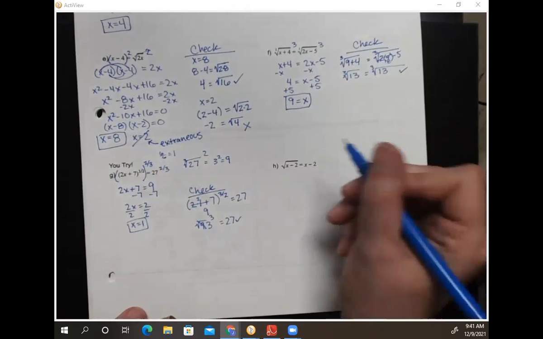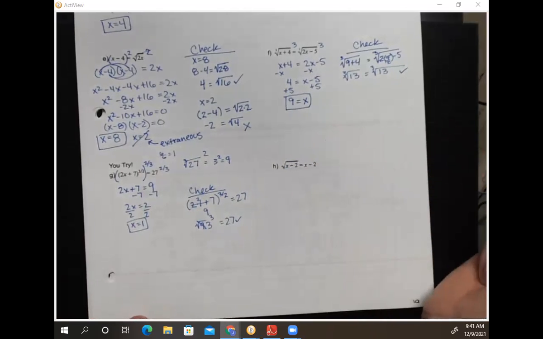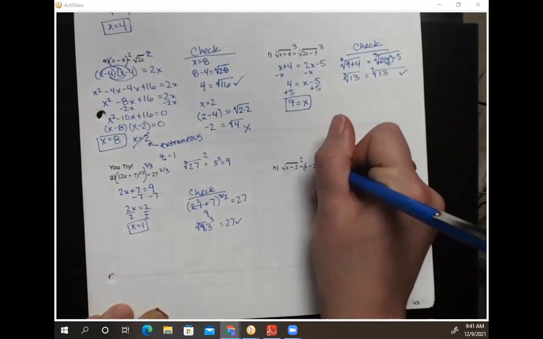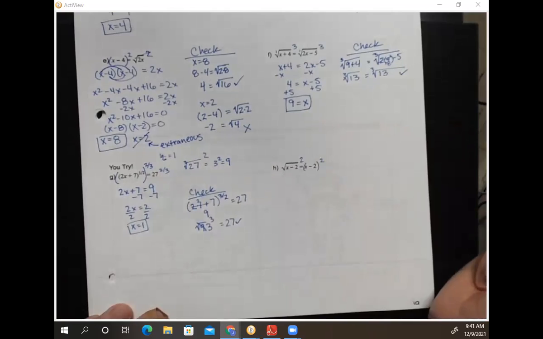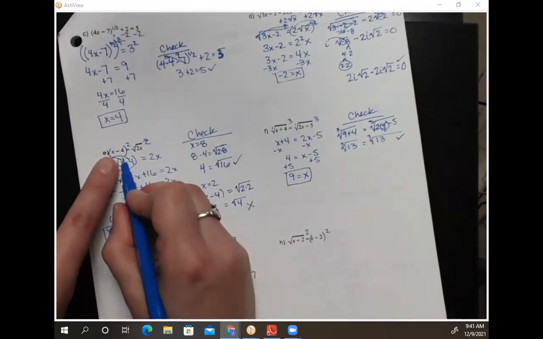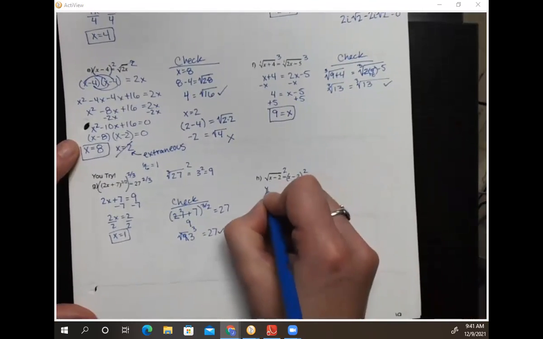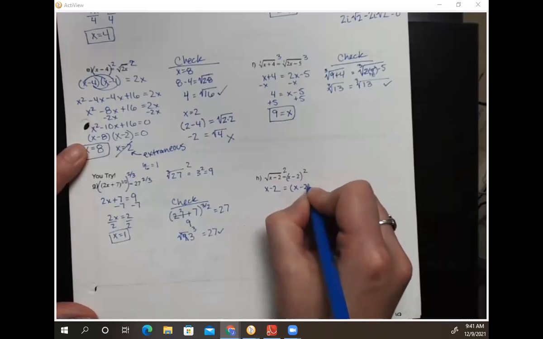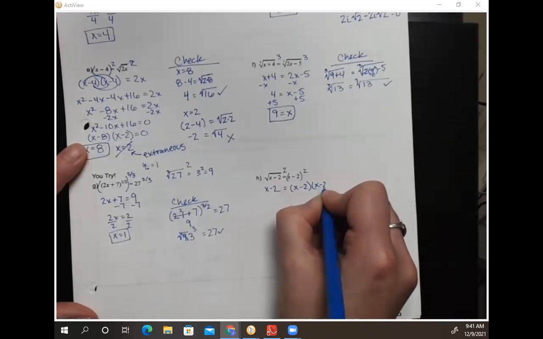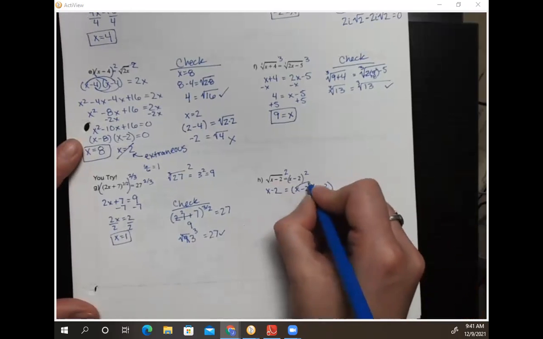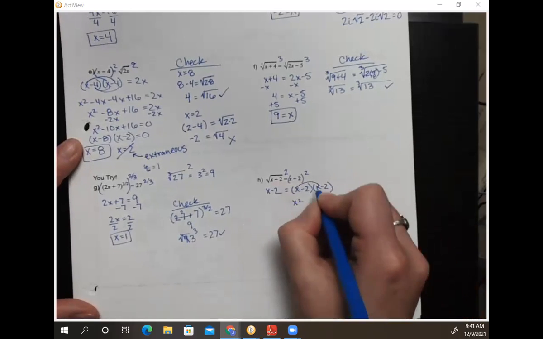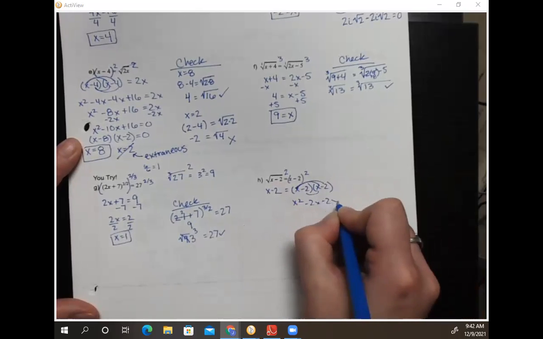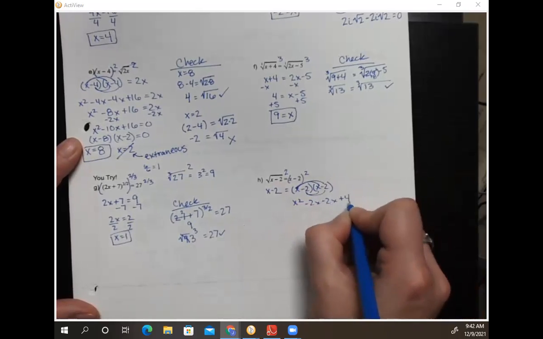For H, I've got a root over here and it's by itself. So I can go ahead and square that side, and that means I'll square the other side as well. Okay, this is going to be really similar to E. So I get x minus 2 on the left, and then I'm going to have to distribute on the right, since I have x minus 2 times x minus 2. So when I distribute, I get x squared minus 2x minus 2x plus 4.